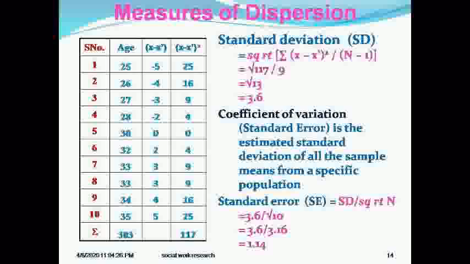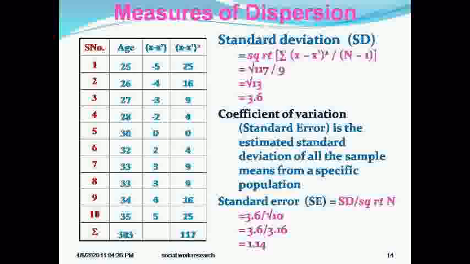So by using the standard deviation, we can explain this data as there are 10 observations or there are 10 people with an average of 30 years of age with a standard deviation of 3.6, which means 90% of the observations fall within the range of 3.6 from the mean, which means 30 plus 3.6, 30 minus 3.6. Between these two values, the majority of the observations fall.